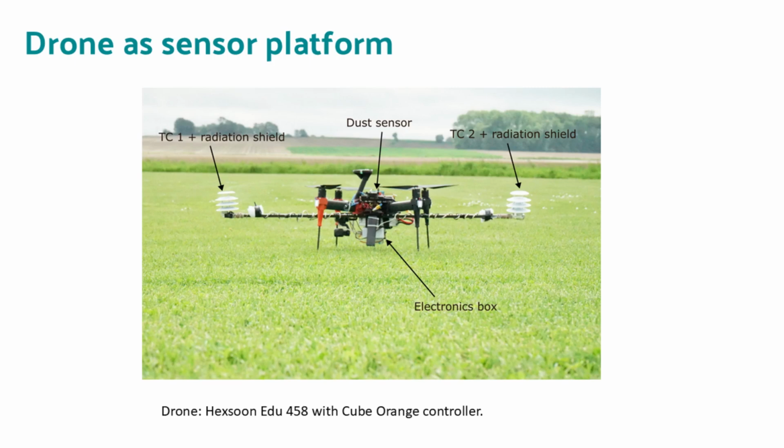Here you see a picture of one of the drones used in the experiment. It's a Hexoon Edu 458, a medium-sized platform equipped with a Cube Orange flight controller. Underneath the drone you can see additional electronics carrying various environmental sensors, and on a stick mounted on the frame there are two white enclosures. These are the Stevenson shields designed to host thermocouples. They protect the temperature sensors from direct sunlight and ensure accurate readings by allowing air to flow freely around them while blocking solar radiation.